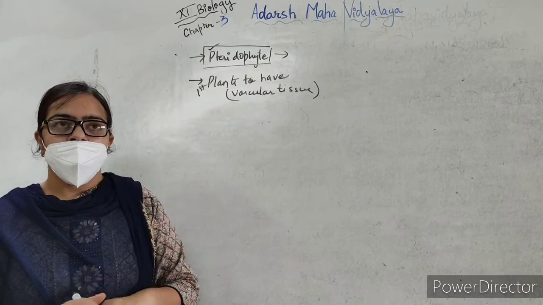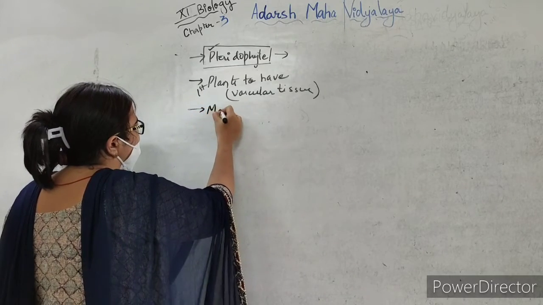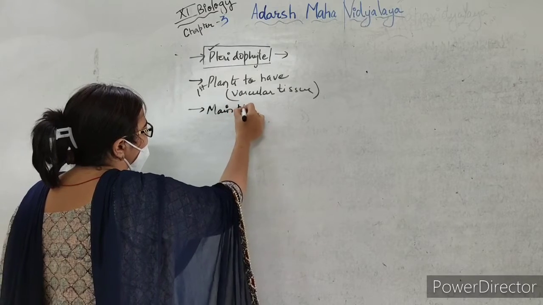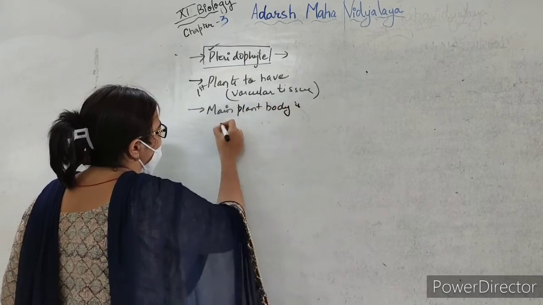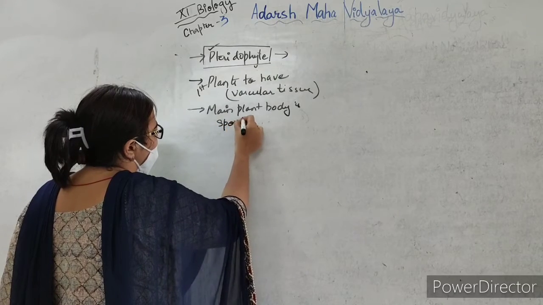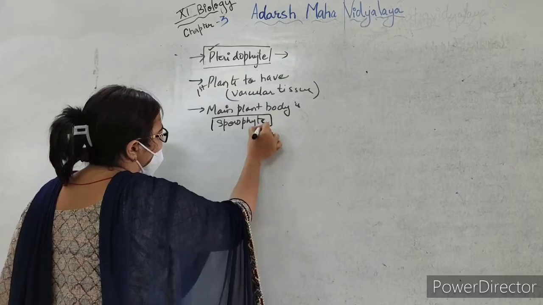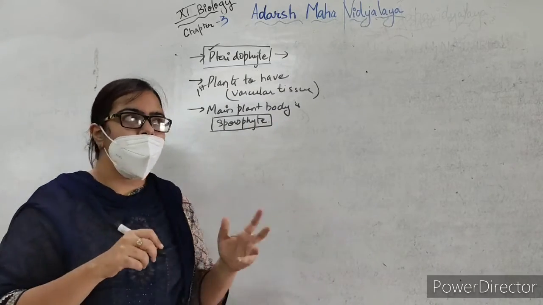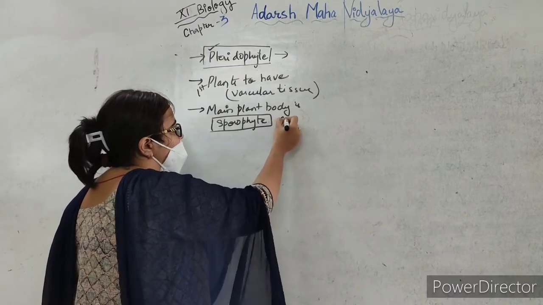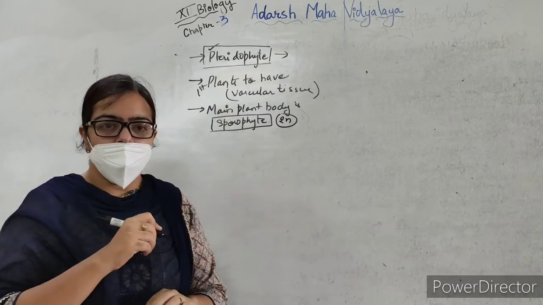Here the main plant body is sporophyte. In bryophytes we saw that the main plant body was gametophyte, that is the haploid, and here the main plant body is sporophyte, that is the diploid.